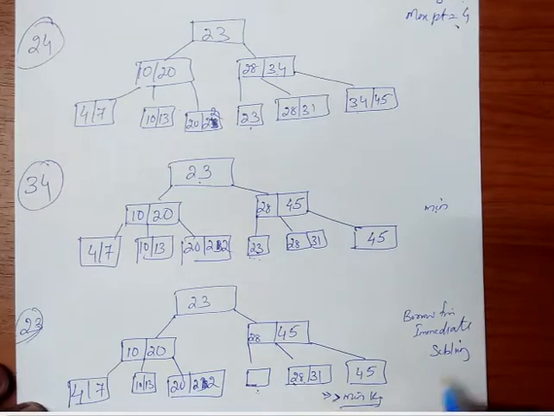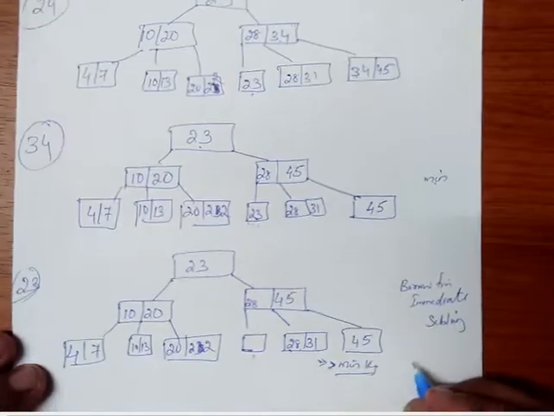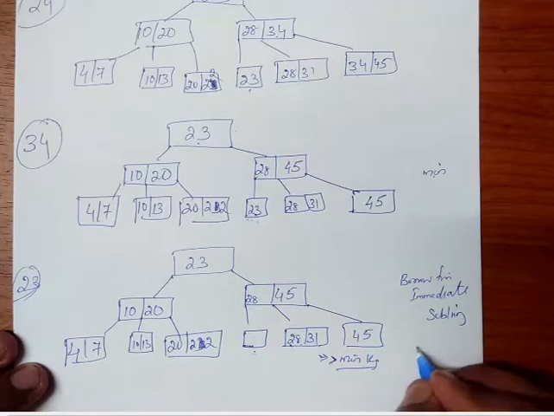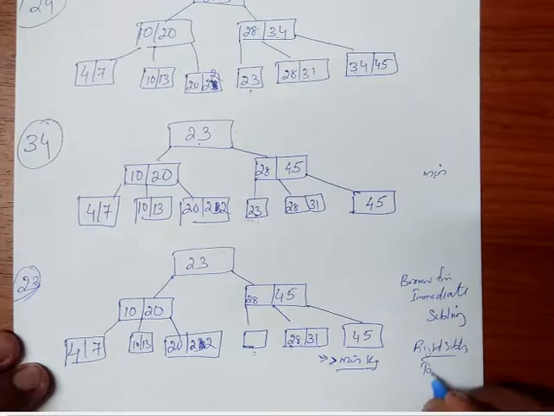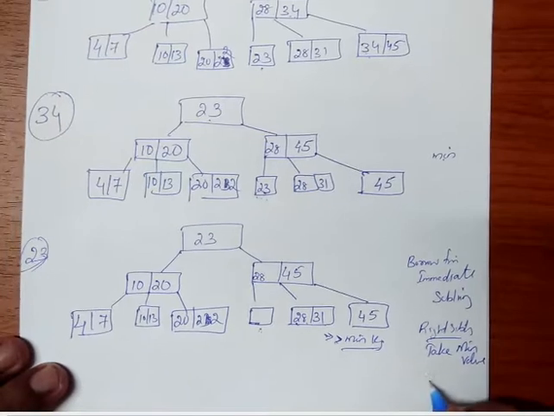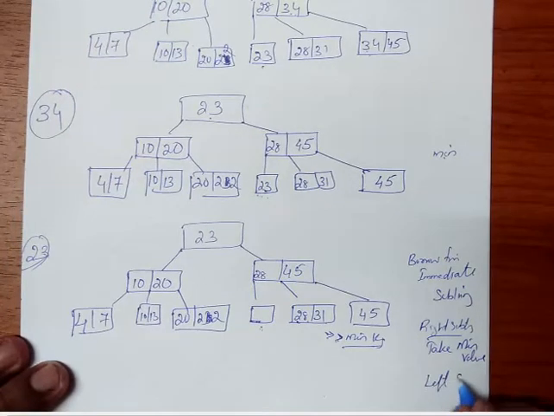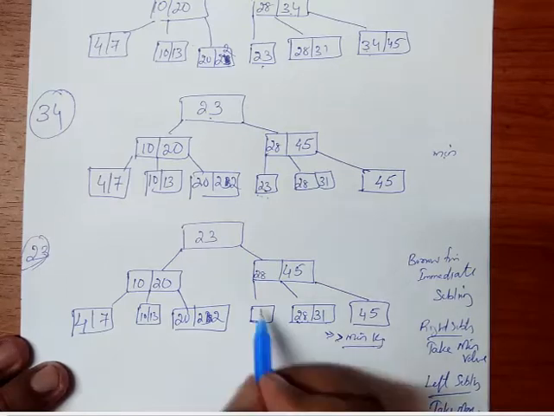That is the rule. You have to borrow from the sibling. You can borrow from the right as well as from the left sibling. If we are borrowing from the right sibling, then you have to take the minimum value from the right sibling. But if you are borrowing from the left sibling, you have to take the maximum value. Here the empty node has only a right sibling, so we need to take the minimum value from the right sibling and place it in the empty position.